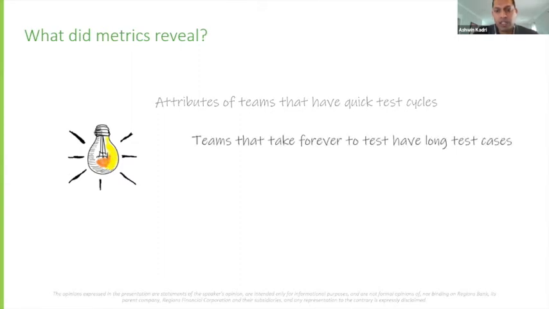On the contrary, the opposite was true for teams that have longer cycle times. So these teams had very long test cases, often repeating validations, checking the same thing over and over again. So in every test case, you have to log in, validate the login is right, and then go somewhere else, do that, and then get into the core of the validation, right? So that's what we were observing.